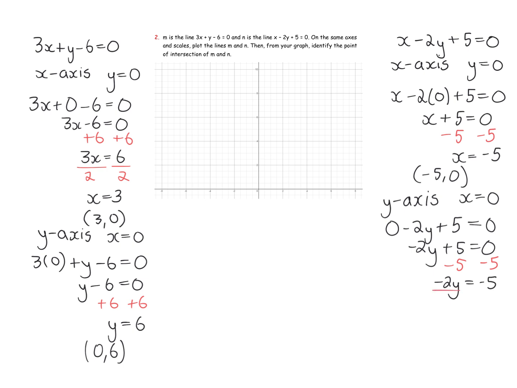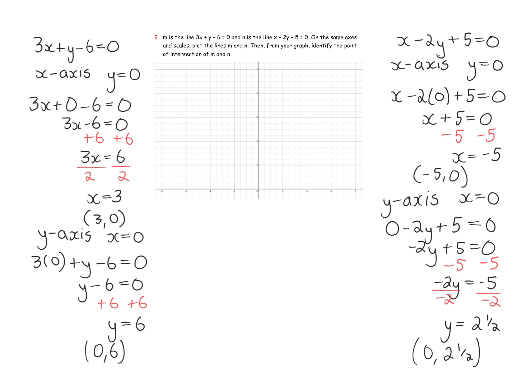I can then divide both sides by minus 2. And what I'll be left with is y is equal to 5 over 2, which is the same as 2 and a half. So the point where this line crosses the y-axis is (0, 2.5). The next thing we need to do is plot these graphs.